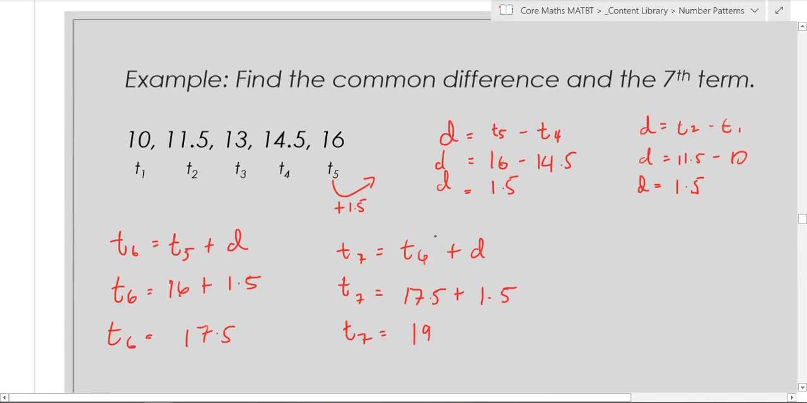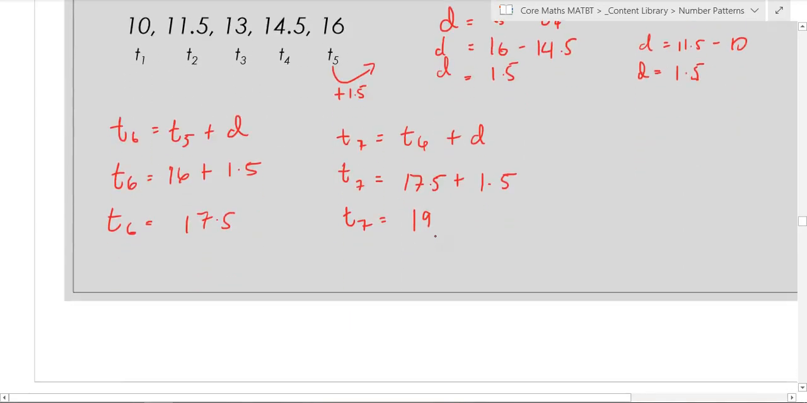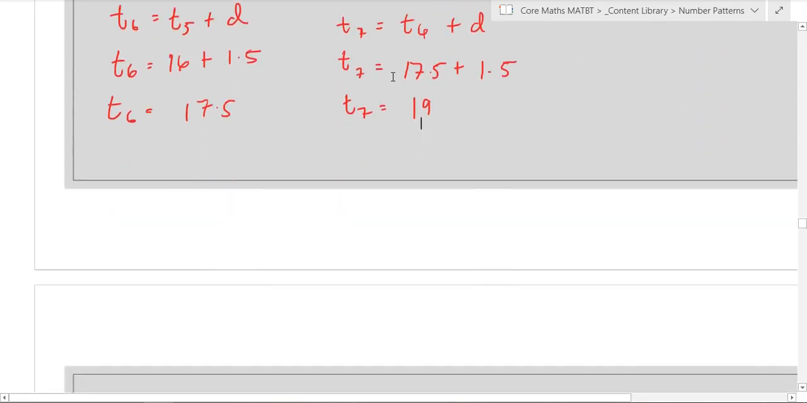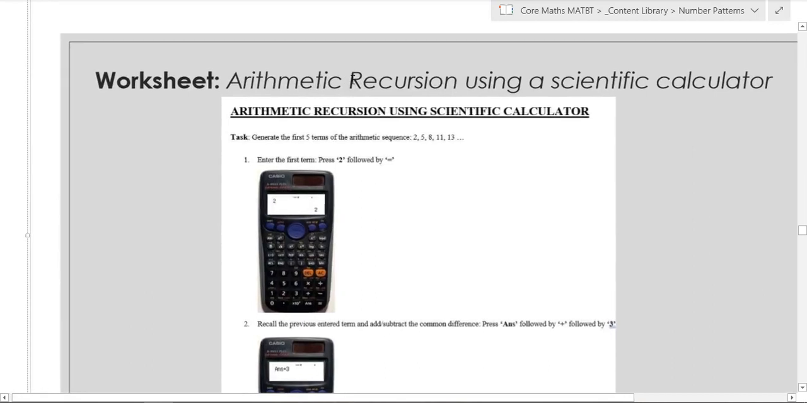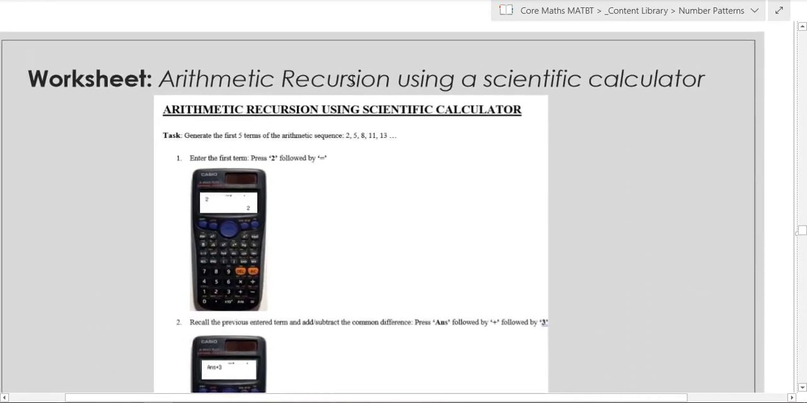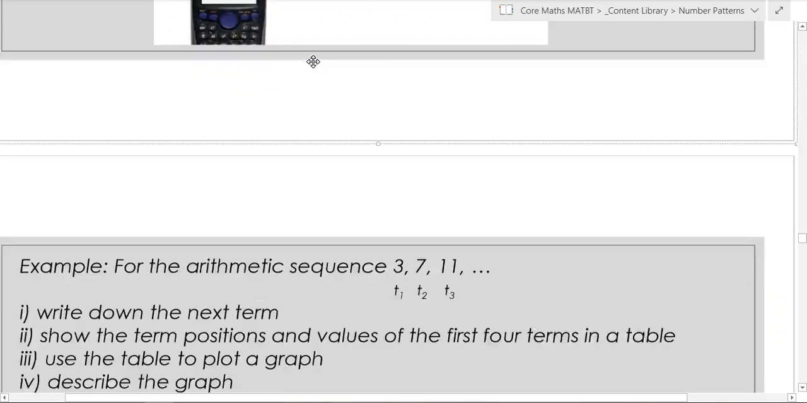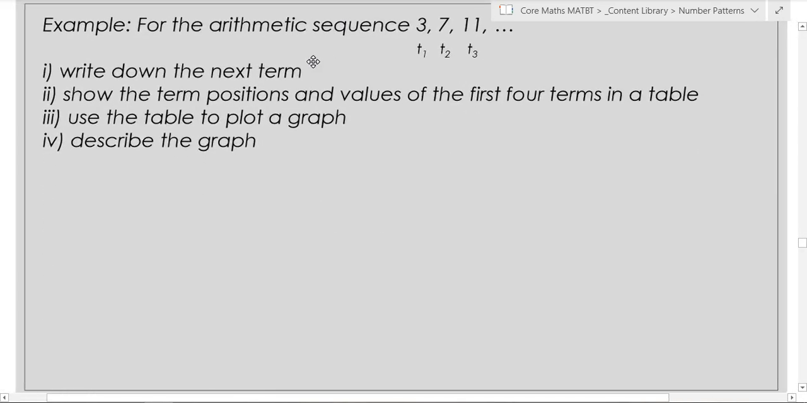Cool. So that's how we show the working out to get the next term. You have to use the common difference that's given to you, and basically what you're adding to get the next term is the common difference. I encourage you guys to, actually no, you need to do this worksheet because it'll show you how to use the calculator to get to the next term. But let's move on to the last example.